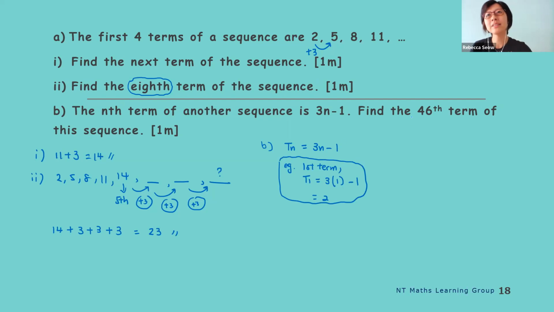Now, the question asks you to find the 46th term. So we are looking at T46. And every time we see the letter n, we replace it by 46. So 3 times 46, take away 1. So we have 138, take away 1, we get 137. This is our answer. In other words, this is substitution.